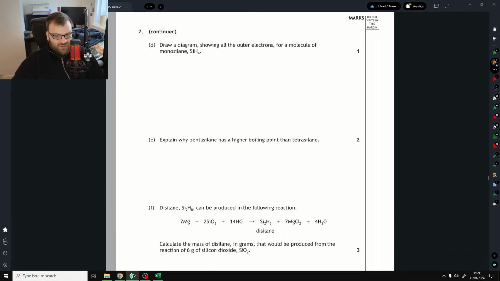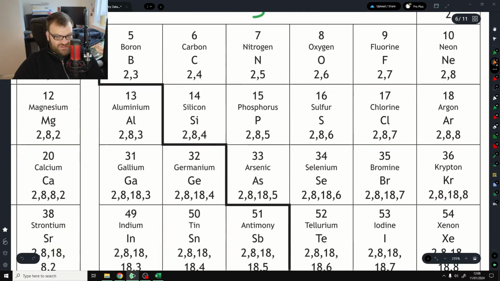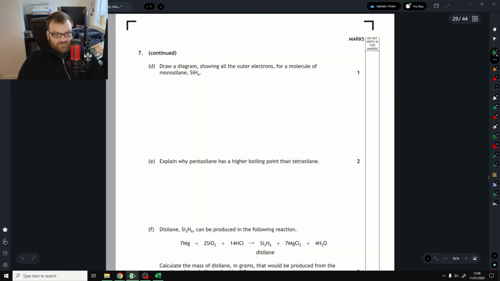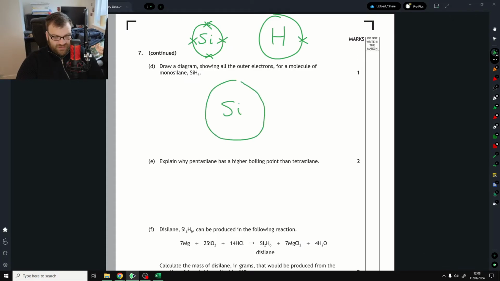Next up, we have to draw a diagram showing all the outer electrons for monosilane, SiH4. First thing, how many electrons does silicon have in its outer shell? That is 4. They would be arranged around the points of a compass. We have hydrogen. Hydrogen is number 1. That's only got 1. Now, hopefully what we can kind of picture is that, well, if you've got your silicon here, we could join on our 4 hydrogens around like so.